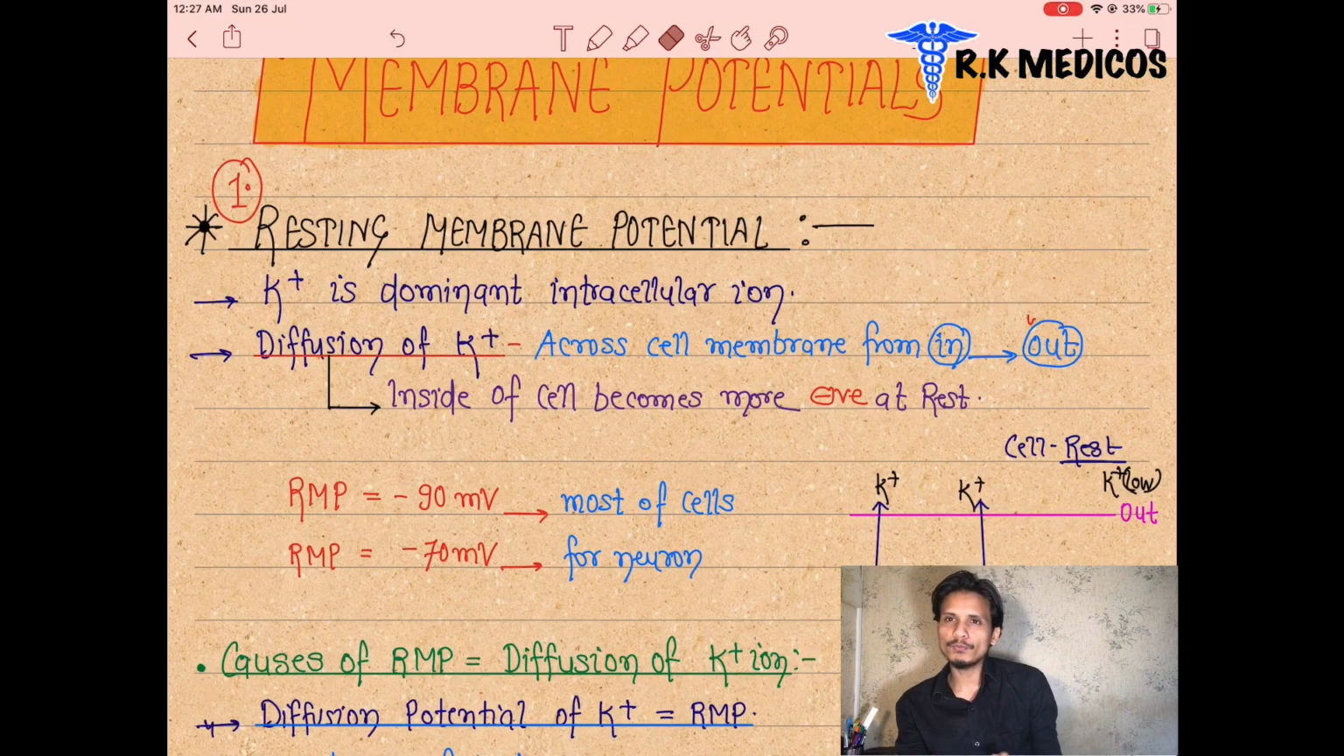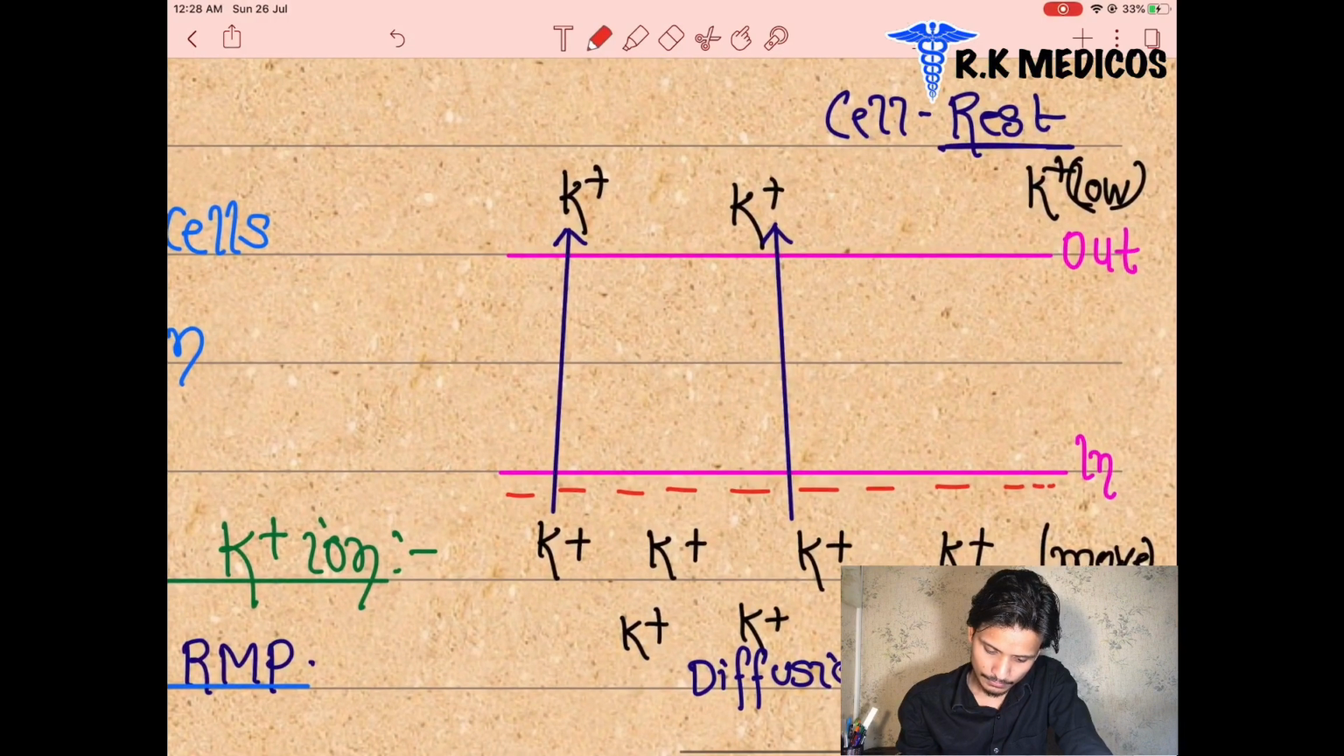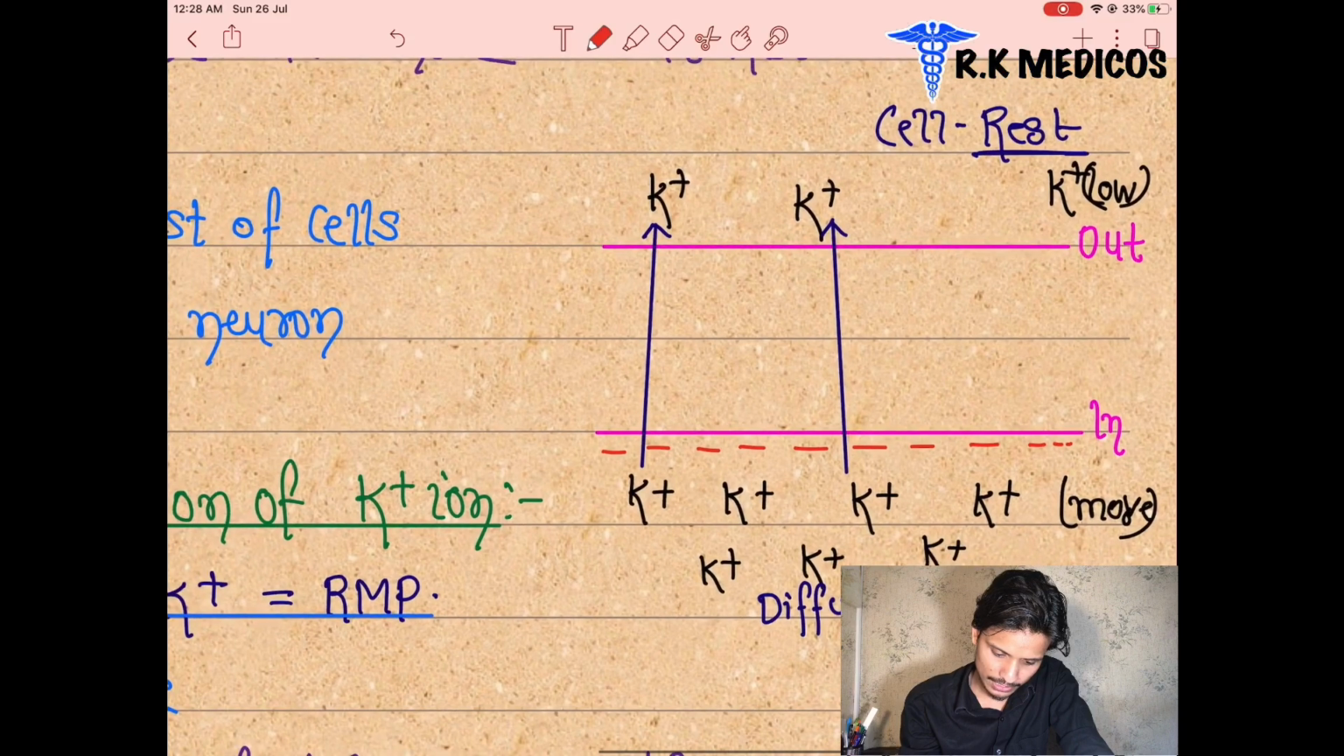Which ion is responsible for maintaining the potential gradient in the resting membrane potential? We can see in this picture, suppose this is the cell membrane.